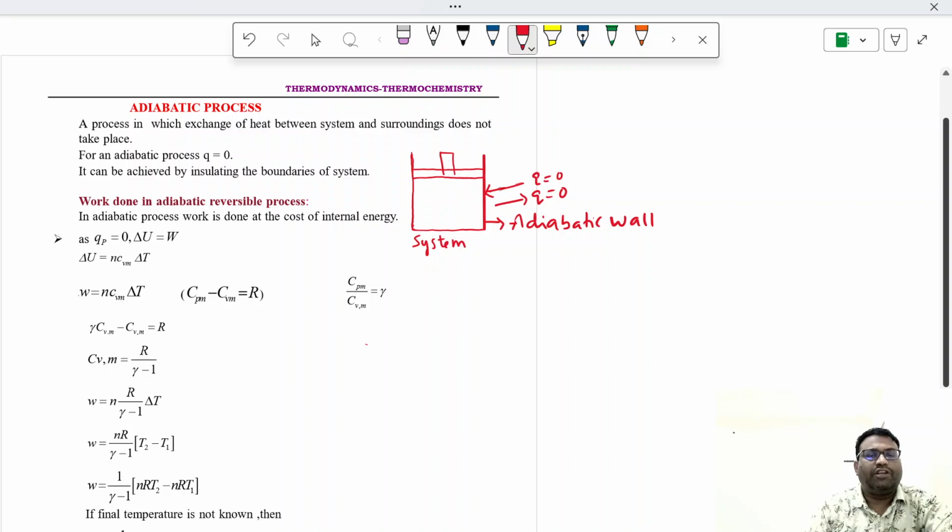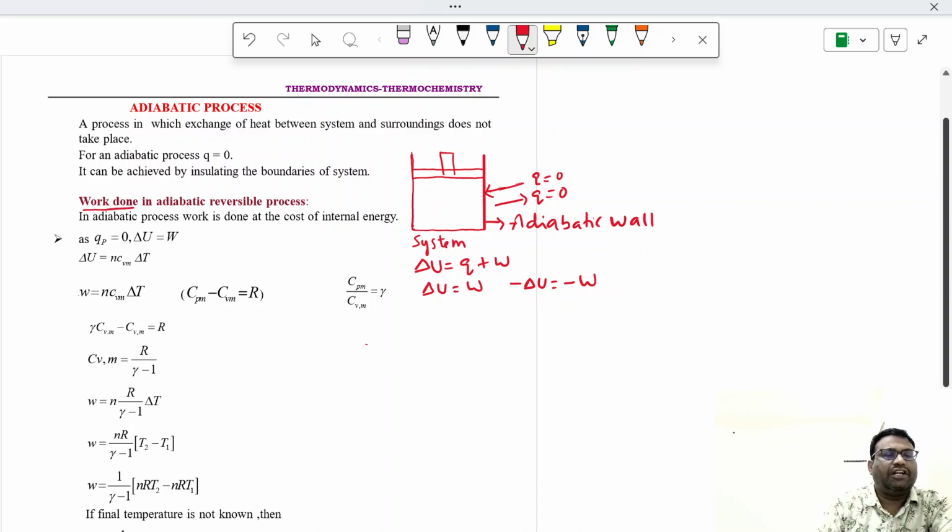So from the first law of thermodynamics, we have one formula, and what is that formula? Delta U is equal to Q plus W. Here Q is equal to 0. When Q is equal to 0, then delta U becomes W, or minus delta U becomes minus W. Right? So we are speaking about work done in adiabatic reversible process. So we are deriving a formula to calculate the work done.